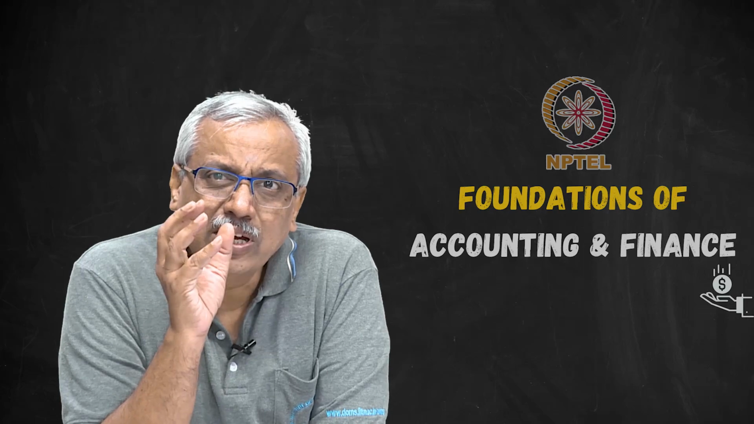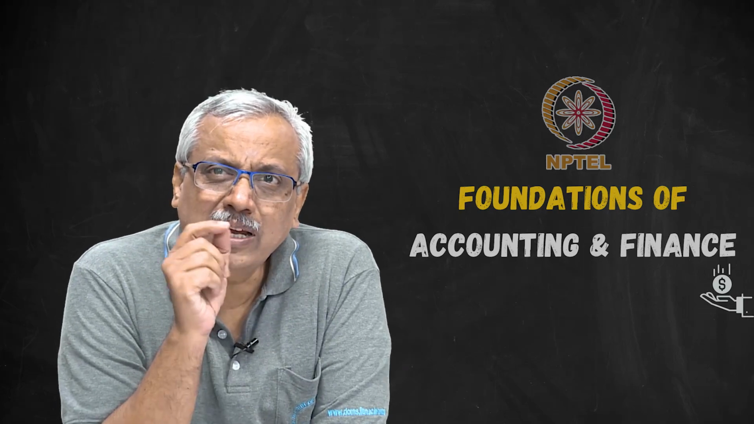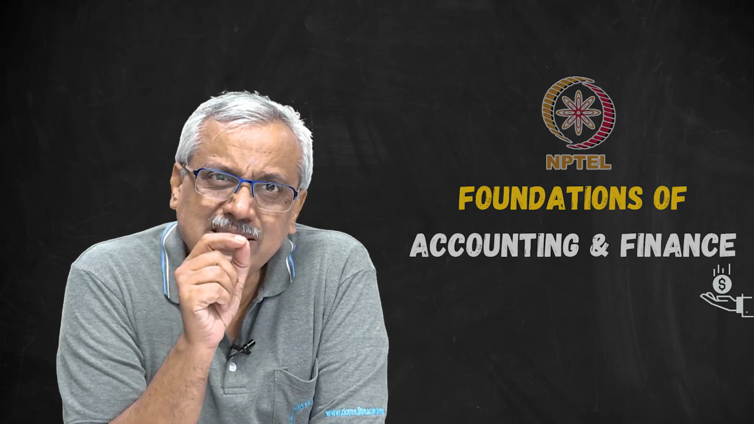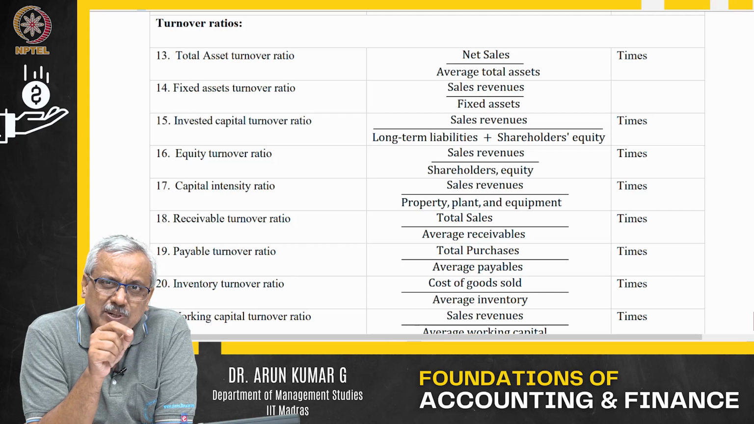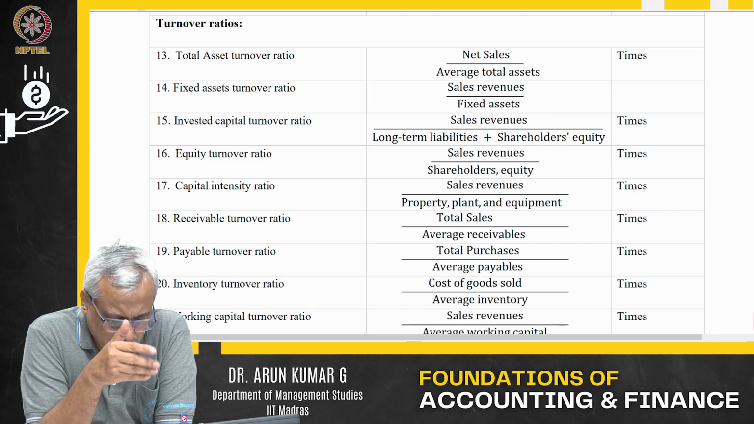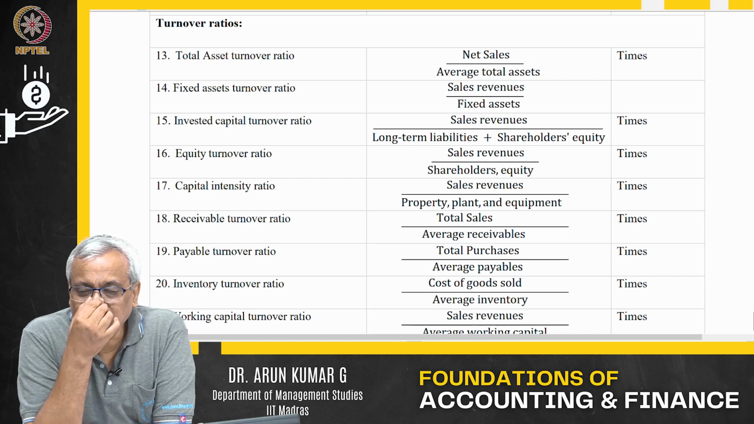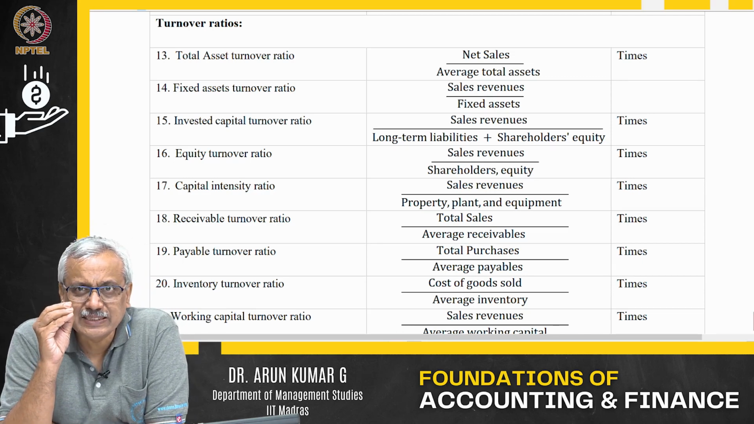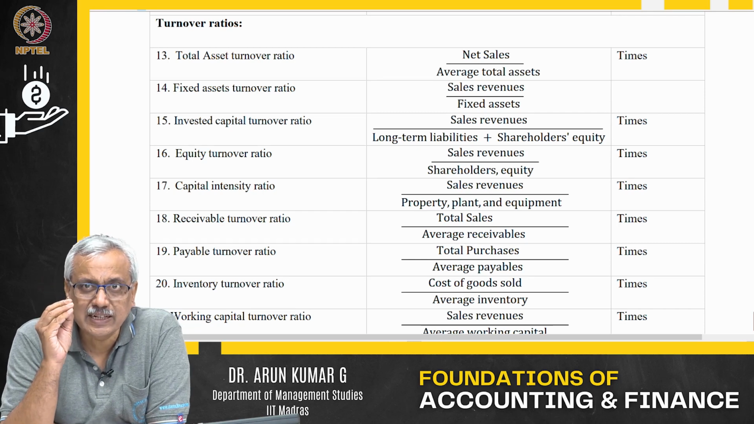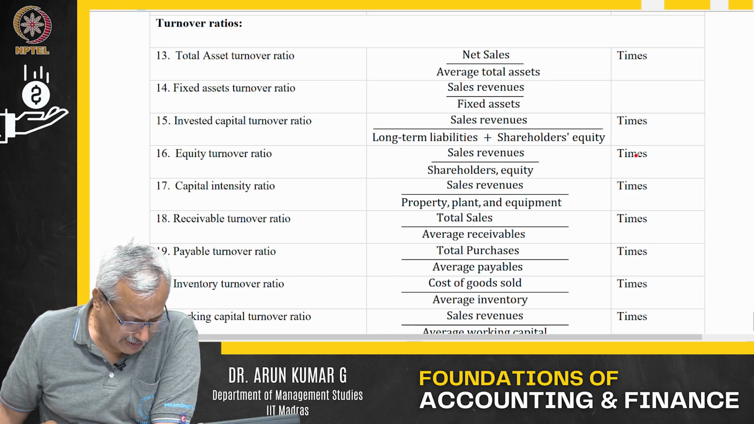For example, as you can see on the screen, I am talking about the efficiency of utilization of the assets, the efficiency of utilization of the fixed assets, and so on, which we have listed. So, they are typically the measurement of efficiency of utilization, and that is what we typically call turnover ratios. Now, let us take some examples.